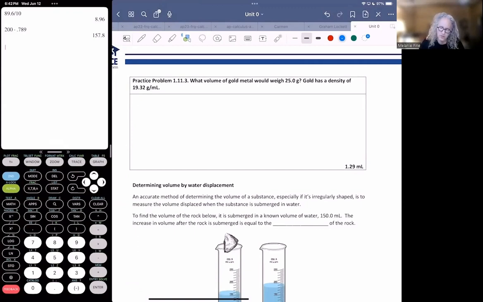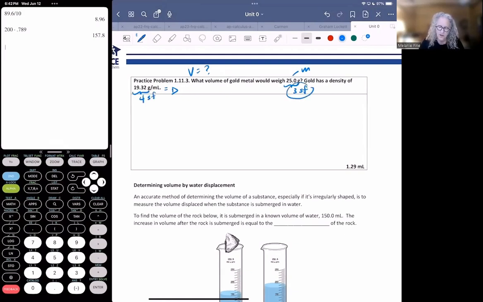What volume? So we need to know volume. What volume of gold metal would weigh 25 grams? That's mass. Gold has a density of 19.32 grams per milliliter. This is 3 sig figs. This is 4. So my answer is going to be in 3 sig figs. Okay. But I want volume.